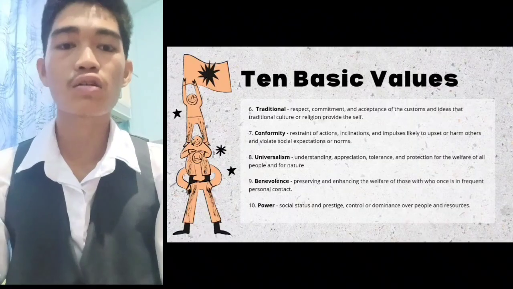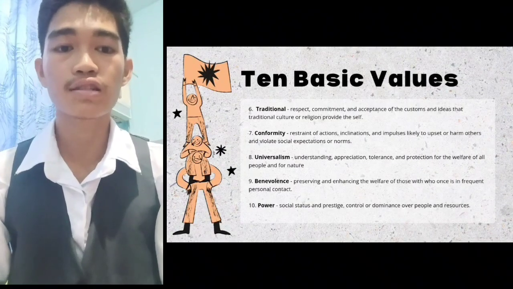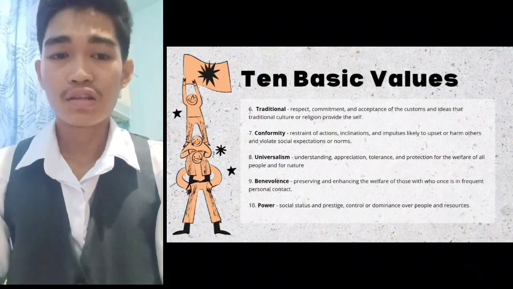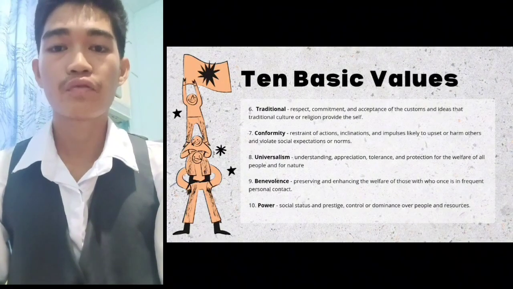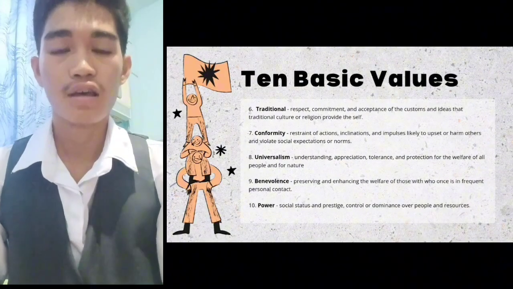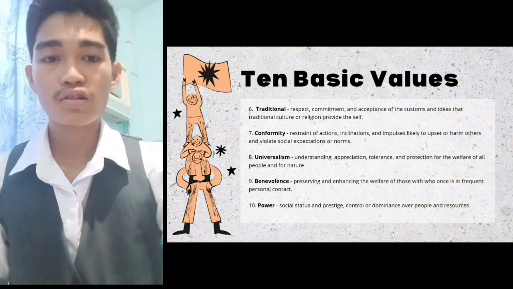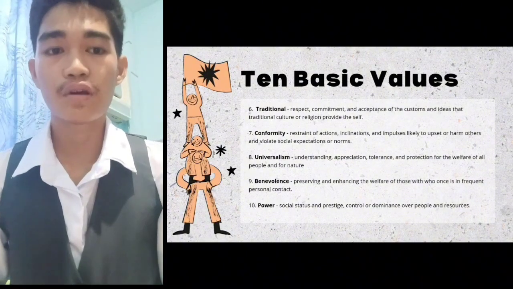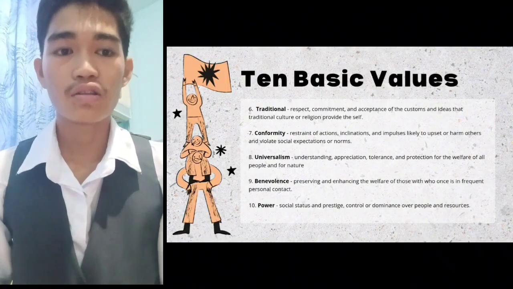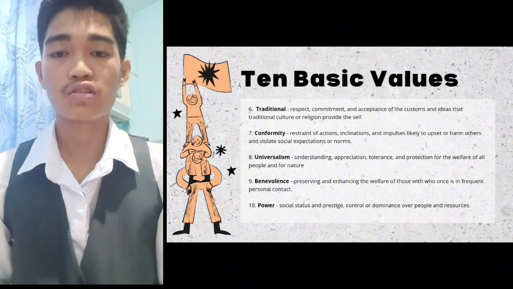Good afternoon, ma'am. My name is Ron Mark S. Berdin. So, one of the 10 basic values is tradition. This talks about respect, commitment, and acceptance of the customs and ideas that traditional culture or religion provide the self. So, the seventh one is conformity. Restraint of actions, inclinations, and impulses likely to upset or harm others and violate social expectations or norms.